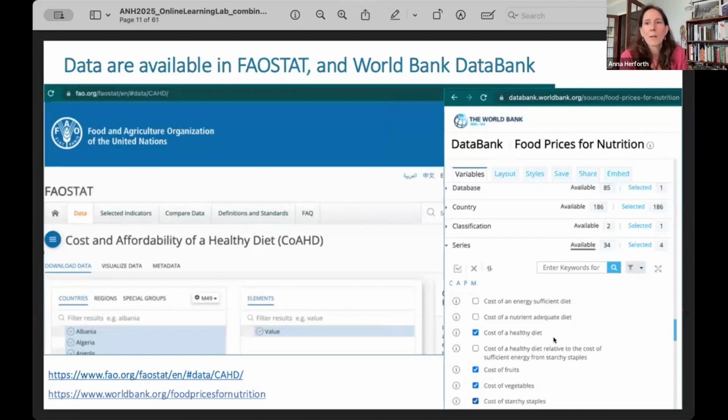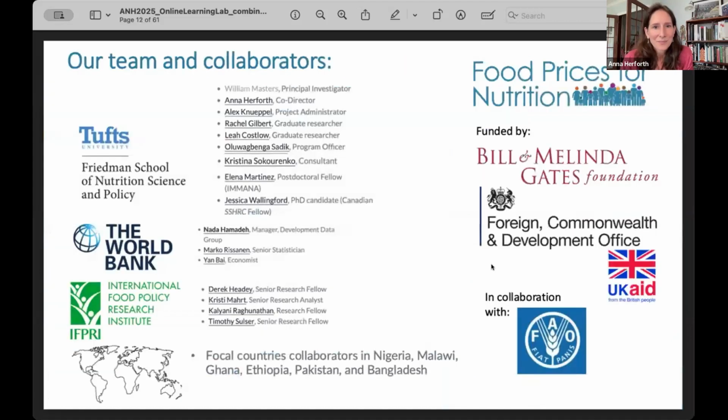The data that have come from these global monitoring efforts, the collaboration with FAO and World Bank, they're published in FAO Stat under the cost and affordability of a healthy diet domain. And in parallel, in the World Bank Data Bank, in the Food Prices for Nutrition Data Hub. So these 2 outlets of the primary data are done in concert. So you'll find the same data in each of the FAO and World Bank databases.